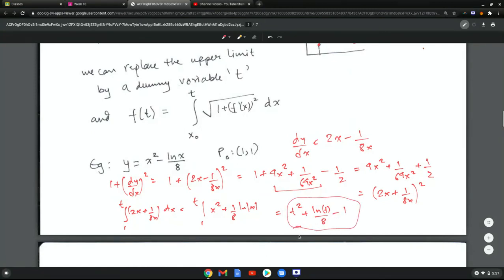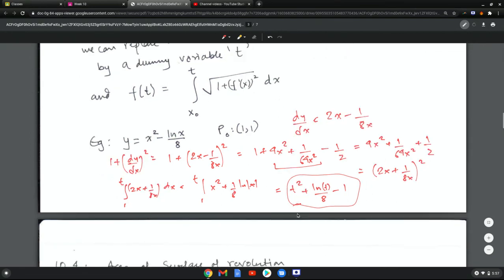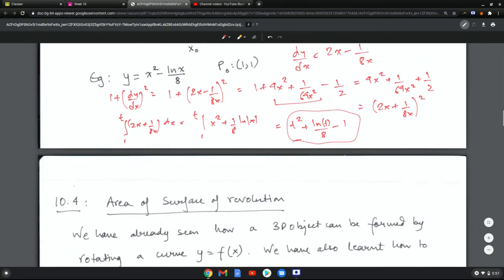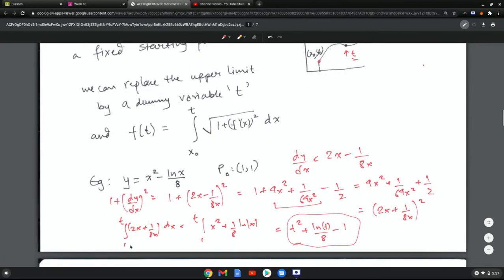Now, if I want to find the length for any other point, I just need to plug in the appropriate value for t, and this formula gives me the length. In the next video, we're going to look at surface of revolution.